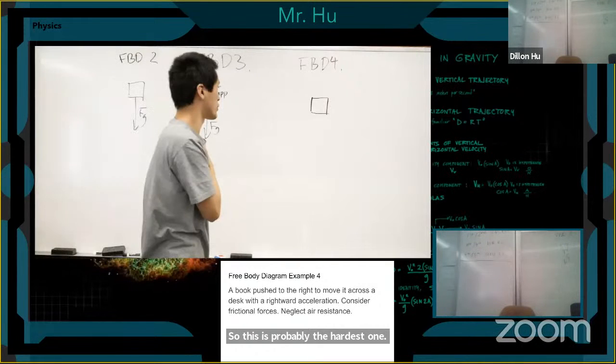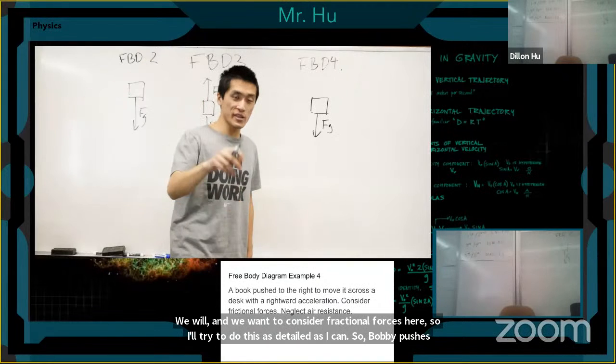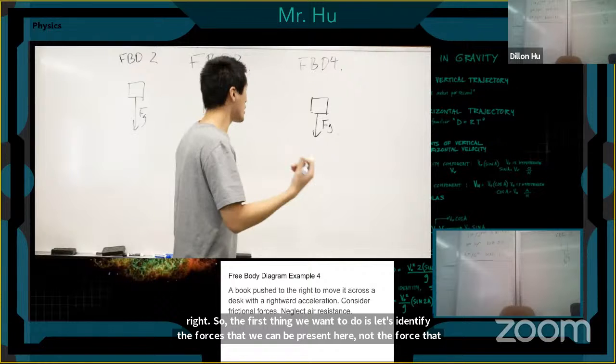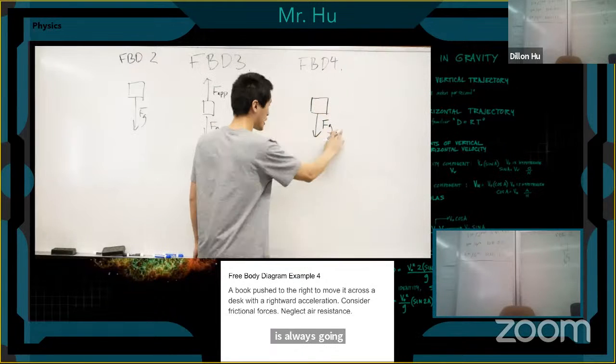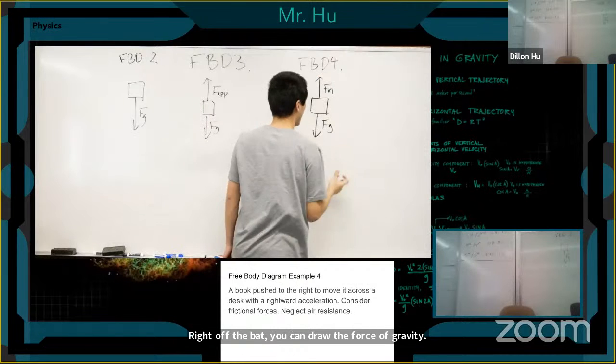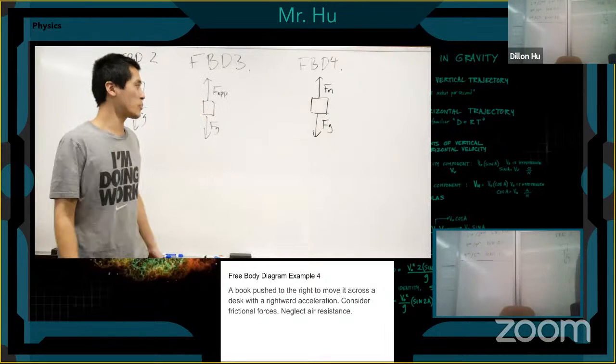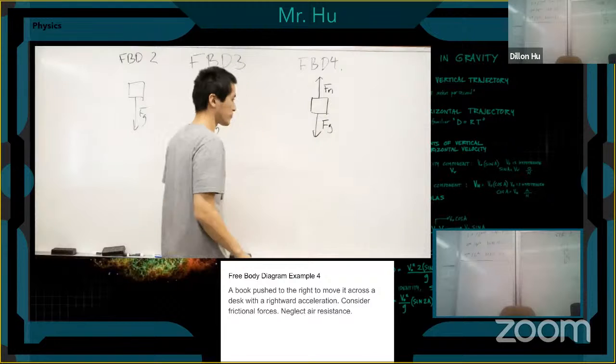So right off the bat, you can draw the force of gravity. Now, is the box accelerating up or down? No, we're just pushing the box to the right. Because it's not accelerating up or down, we know there has to be a force that opposes the force of gravity. Because it's on a table or the ground, there's a normal force applied up that's equal and opposite to the force of gravity.